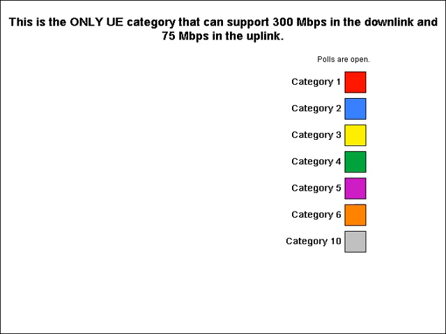I will give you a minute and a half. Which is that category that can give us the best possible performance that LTE promises? And LTE promises a lot: 300 megabits per second downlink, 75 uplink.